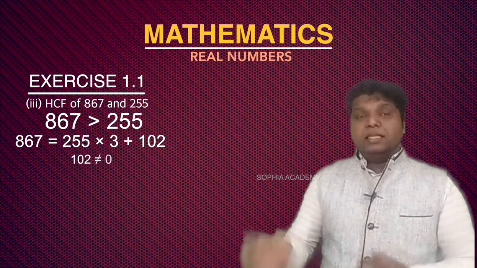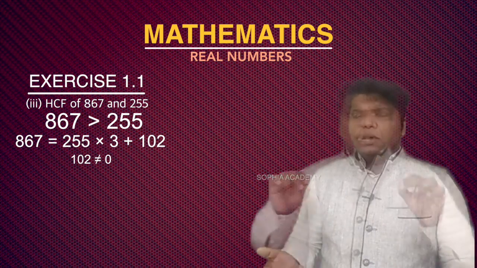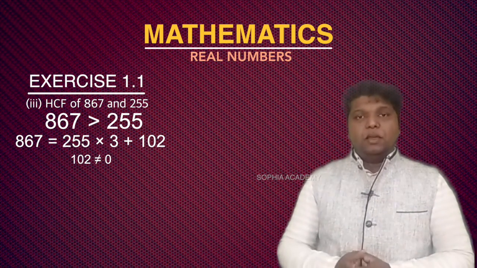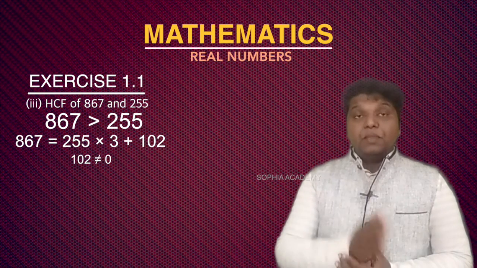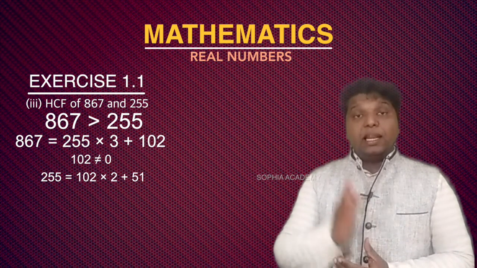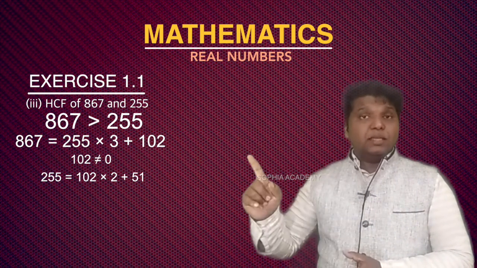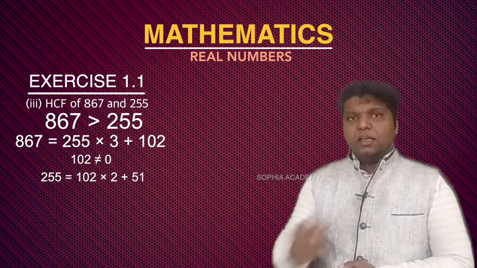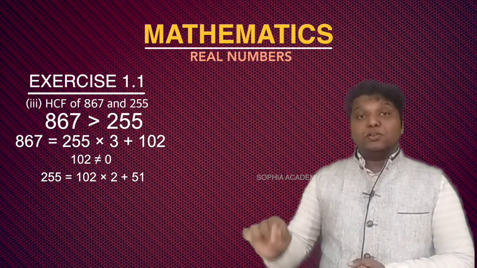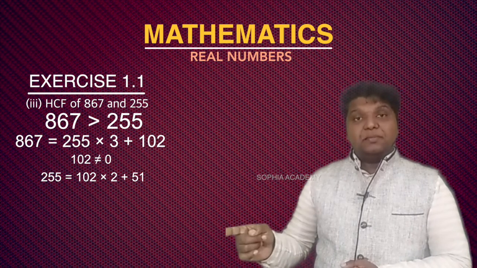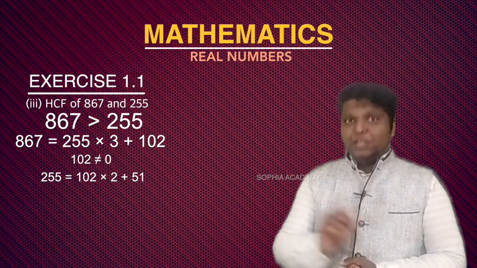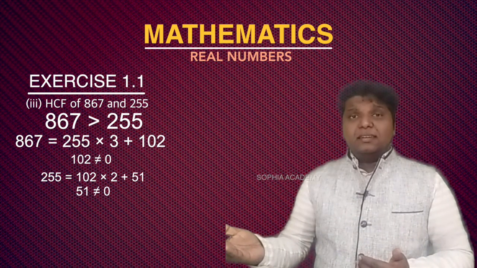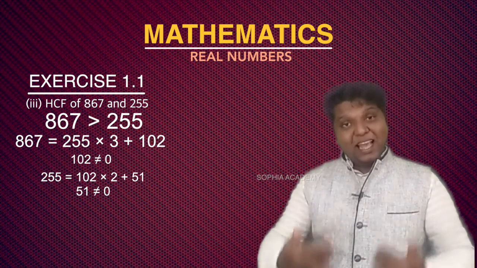Now, here you got 102 as the remainder. As the remainder is not 0, we will have to repeat. Now, next number. What is that number? 255. 255 is equal to, tell me, what's the remainder? 102. So, 102 into how many times? 2 times. 102 into 2 plus what is the remainder? 51. Right? You got 51 as the remainder. Again here, the remainder is not 0, so we have to continue.